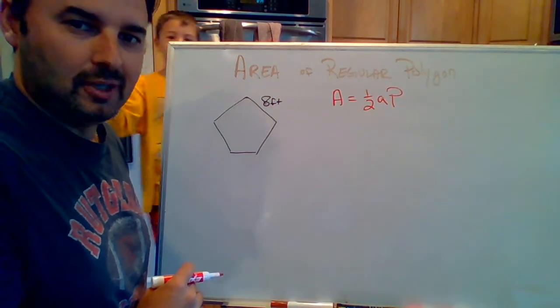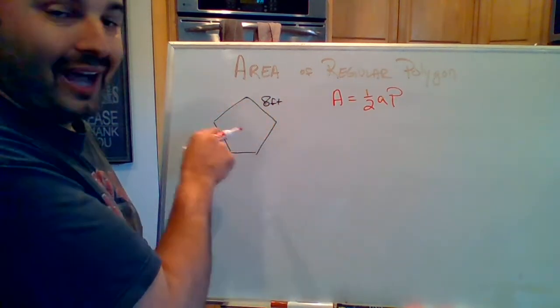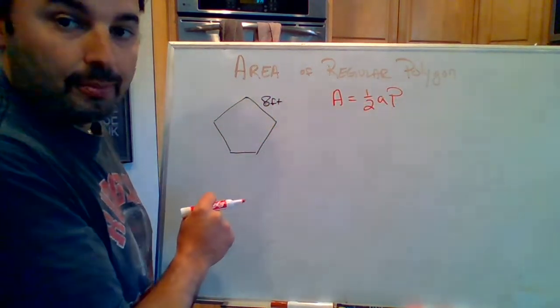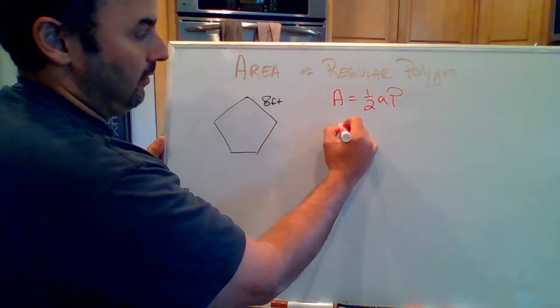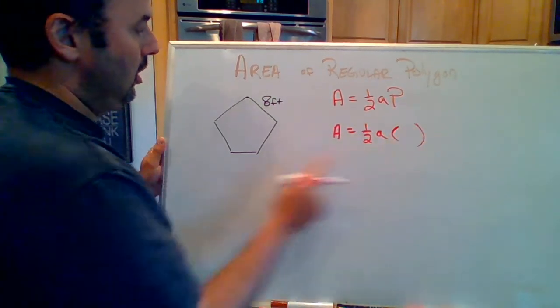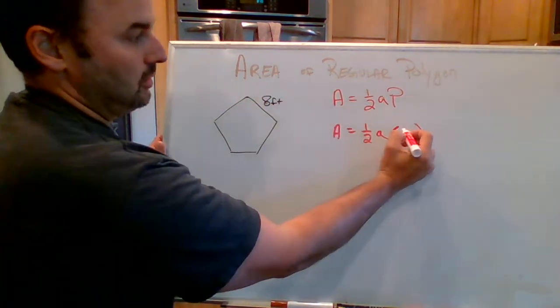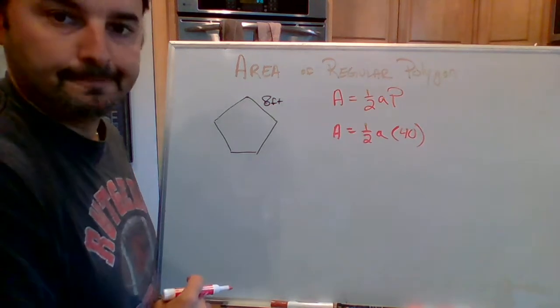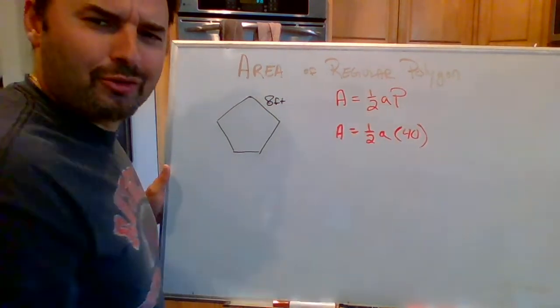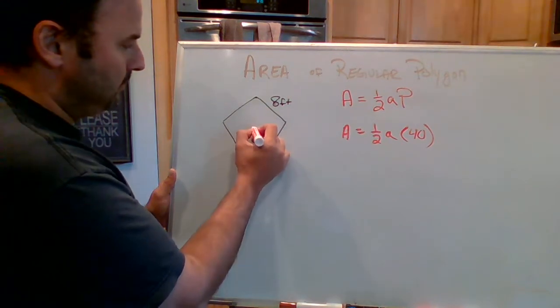So now, if we look here, we have a side length, so we could find the perimeter. The area is 1/2 the apothem times the perimeter. Well, there's a pentagon, 5 sides, 8 each, 40. But how are we going to find this apothem? That's the problem. Here's the apothem.